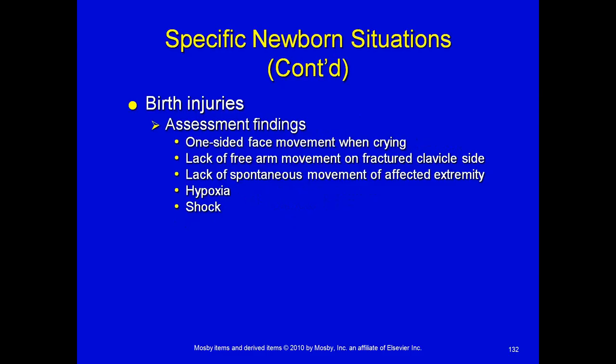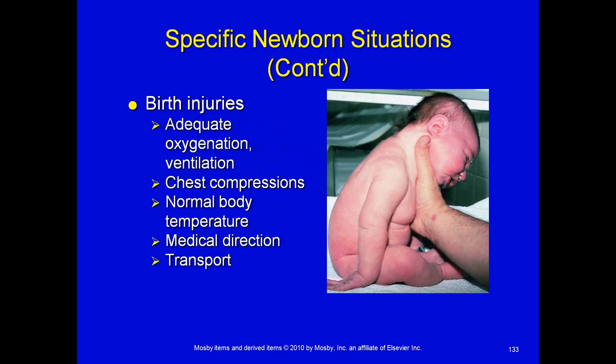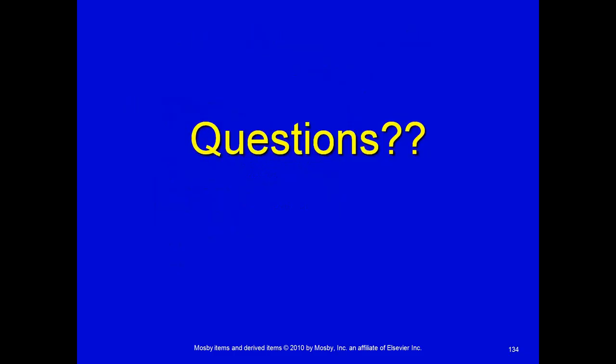Lack of free arm movement on a fractured clavicle side, because a fractured clavicle can certainly be a complication associated with birth, especially with large shoulders and trying to get them to pass under the pelvic bone. Lack of spontaneous movement of the affected extremity, hypoxia, and shock all can be birth injuries. To treat a newborn birth injury, provide adequate oxygenation and ventilation, chest compressions for heart rates less than 60, maintain normal body temperature, contact medical direction, and transport.